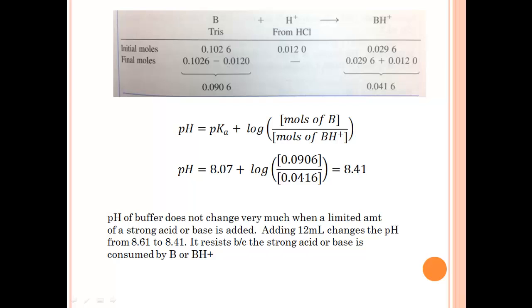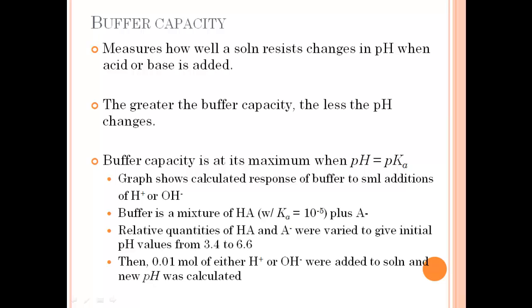They resist the changes of pHs when you add certain things to them. Of course, to a point, right? If you keep adding acid, that buffer's not going to work anymore because all of your B is going to be consumed, and you have no more for it to react with. So obviously your pH is going to spike up or spike down depending on what you're adding. That, of course, is called buffer capacity. The buffer capacity measures how well a solution actually resists changes in pH when acid or base is added. The greater the buffer capacity, the less the pH changes, obviously.